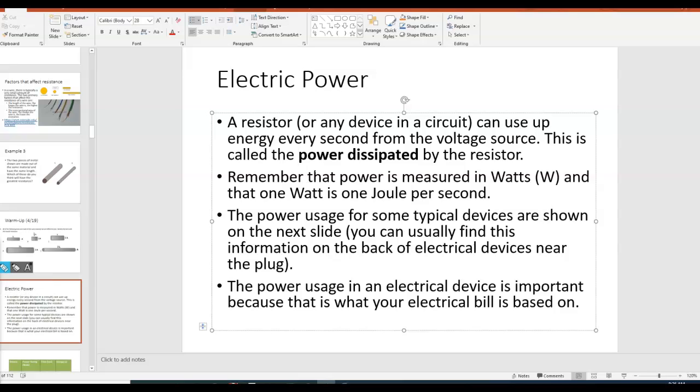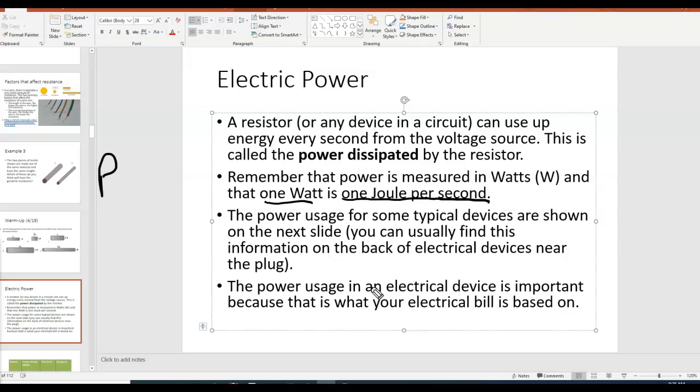Now, we've talked about power before. Just to remind you, the symbol for power is a capital P for power. The unit for power is watts with a capital W. And that 1 watt represents 1 joule per second. And remember, joule is the unit for energy. So something with a power dissipation of 1 watt is basically using up 1 joule of energy every second.